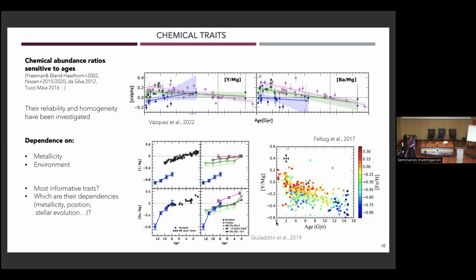And also they have a dependence on the system that we are looking at, because here in the work of Skúladóttir, we can see that these two ratios change when we look at the Milky Way in green, or we look at dwarf systems, here Sculptor in blue and Fornax in pink. So we want to ask ourselves to which extent we can use these chemical ratios to tag or build a stellar dating for our galaxy.